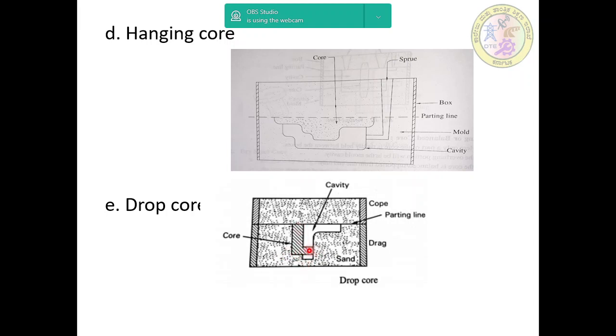Suppose you require a hole, and in this section you have to place it below the parting line. Sometimes it is required above the parting line also, and you can place it there. That is, it does not coincide with the parting line of the mold surface. That is, the core is required to be placed either above or below the parting line. You have to place it, and then you have to produce the castings.